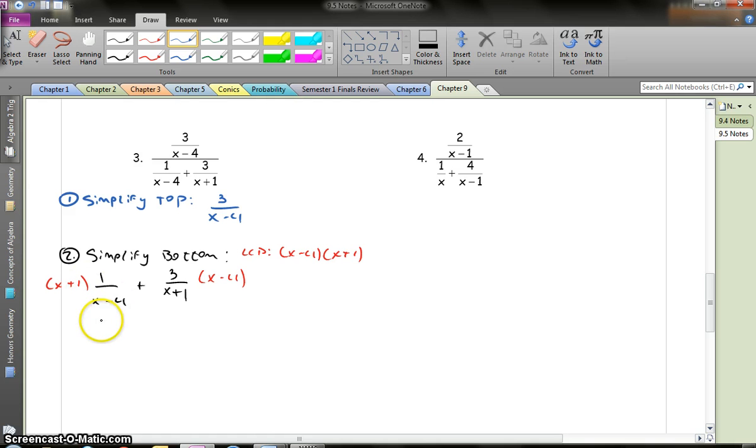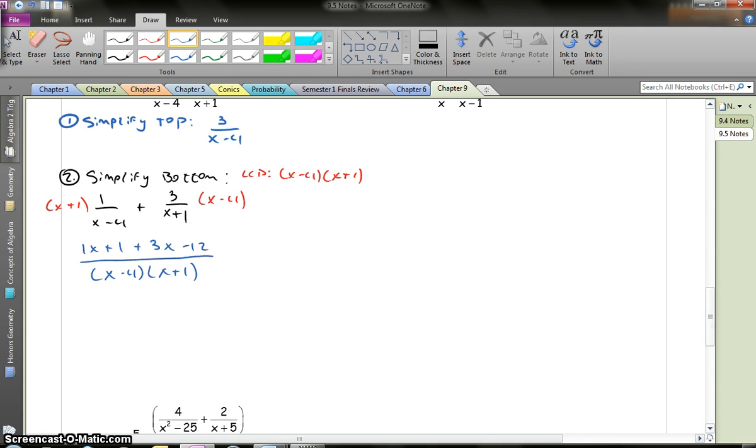So when you multiply out the top, you get 1 times x plus 1, plus 3 times x minus 4, which is 3x minus 12. So I multiplied the 1 to both, and I multiplied the 3 to both, and my denominator stays in factored form. So then I'm going to simplify. Well, I get 4x minus 11 all over x minus 4 times x plus 1. Alright, so now I've simplified the bottom.